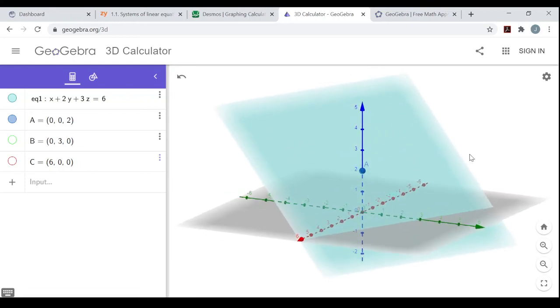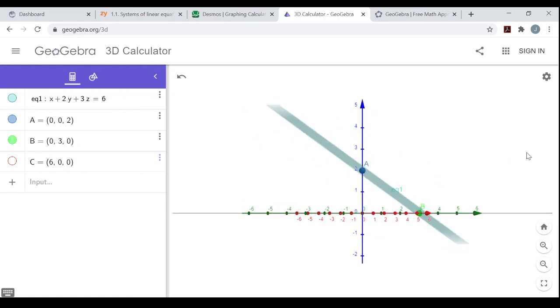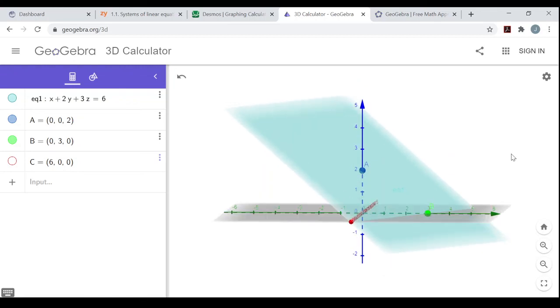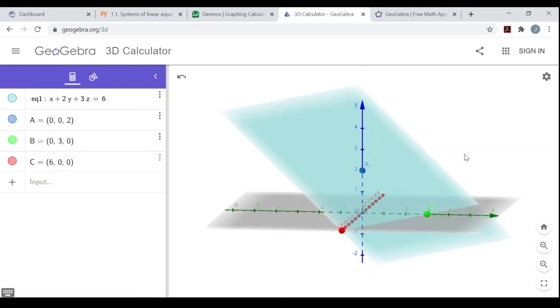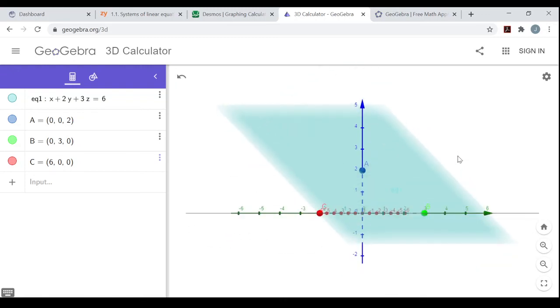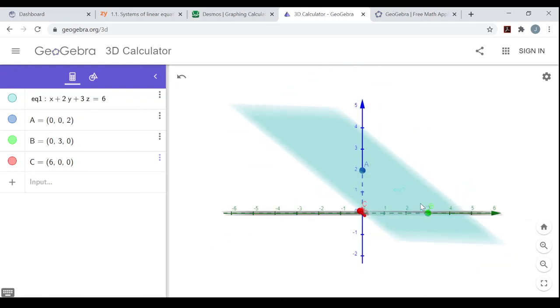When I rotate this a bit, then here's 0, 3, 0, right? Again, this is on the sheet. Definitely on that piece of paper, on that plane. And then here was 6, 0, 0, another one I graphed for you. And again, you can see that that red point that just showed up is on the sheet, on the plane of all the solutions.